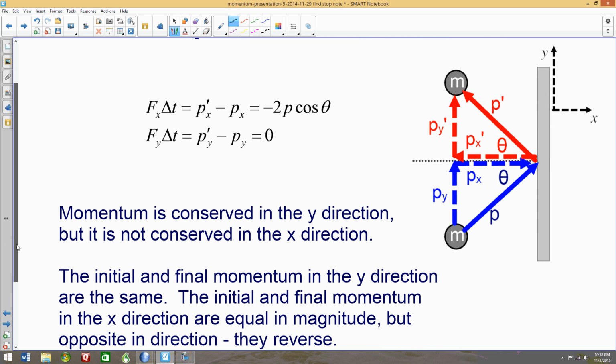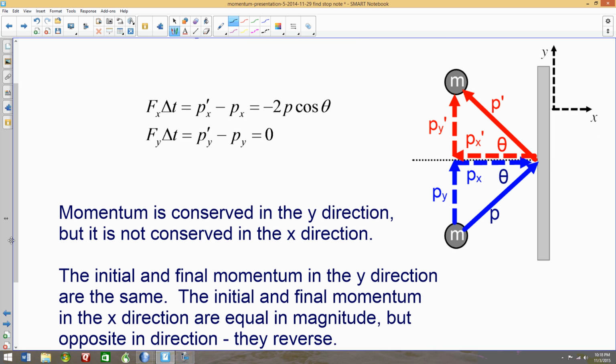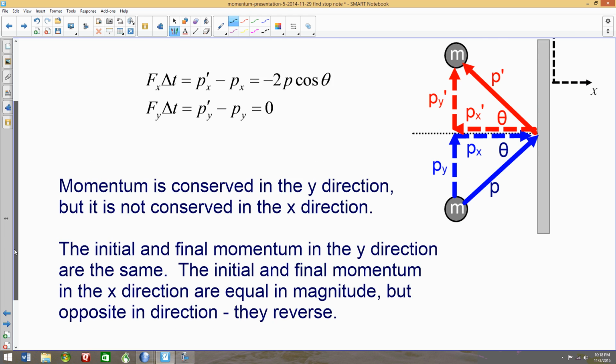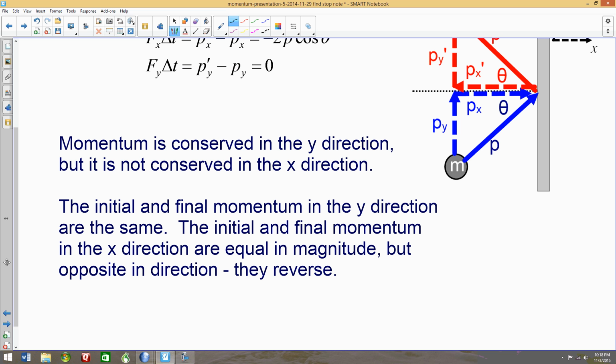So here we can see that momentum is conserved in the y direction, but it's not conserved in the x direction. The initial and final momentum in the y direction are the same. The initial and final momentum in the x direction are not the same. They're equal in magnitude, but oppositely directed. And that means that momentum is not conserved.